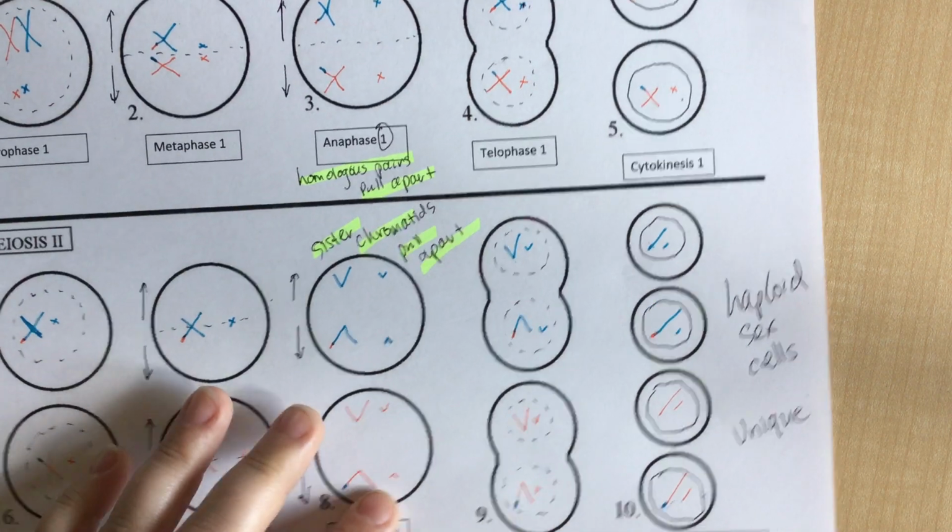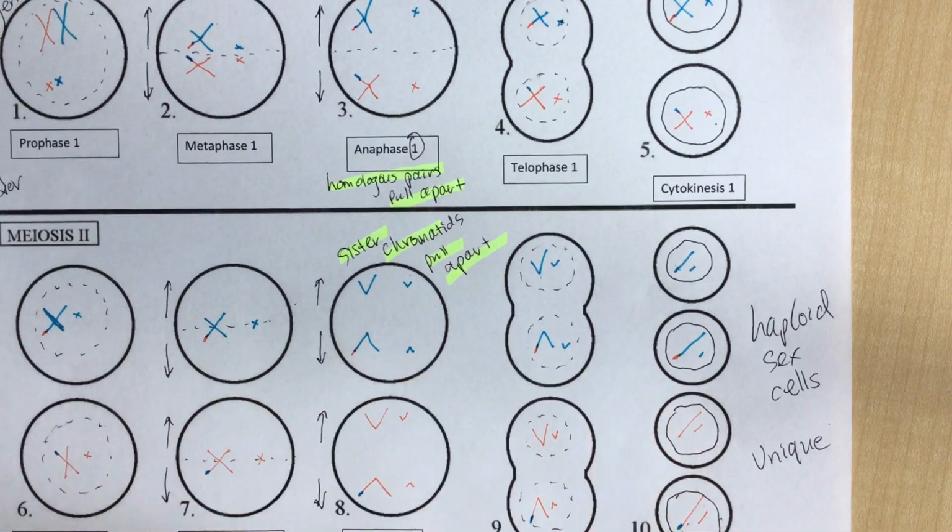Now we've shown this just with 2, but we know that we have 46 chromosomes or 23 pairs. And so if you have all this crossing over happening with 46 different chromosomes, you're going to get a lot of diversity. You're going to get a lot of differences.